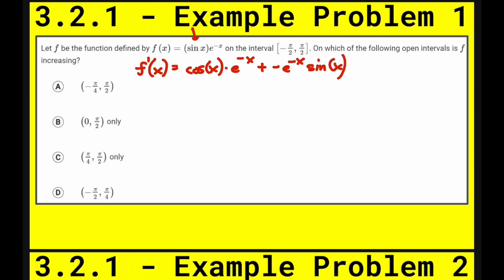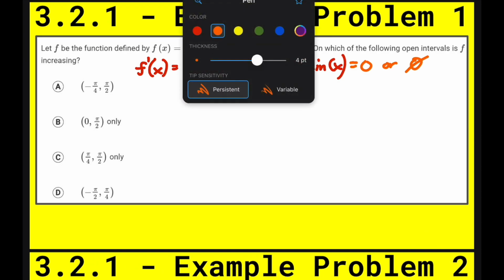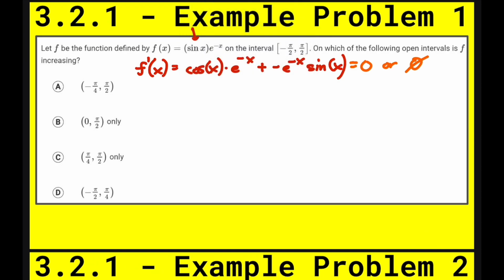Now we need to figure out where it's increasing or decreasing. The easiest way to do that is to figure out where it's doing neither, where it's in between increasing or decreasing. What that means is we're going to figure out where it's equal to 0 or where it's undefined. This one has no undefined points because you're not dividing by 0. That's where it would be undefined, but this one doesn't have any division by 0, so we don't need to worry about it, but we will later.